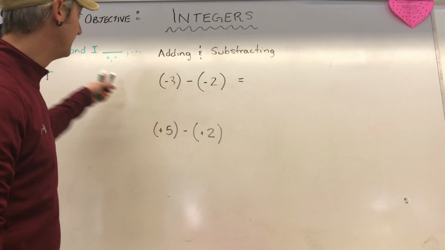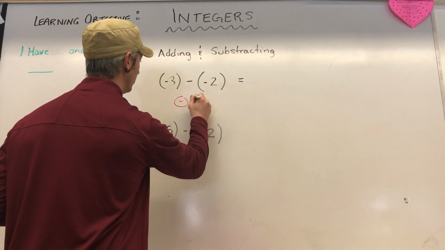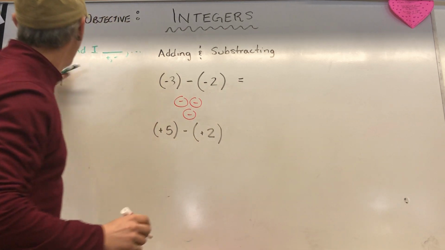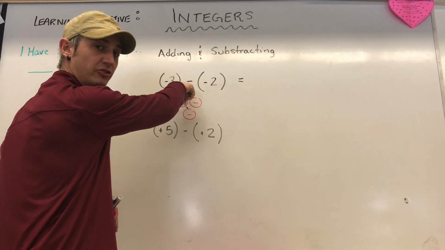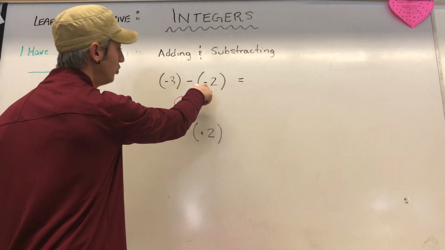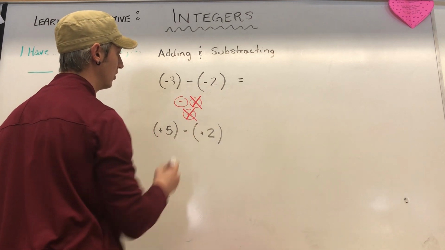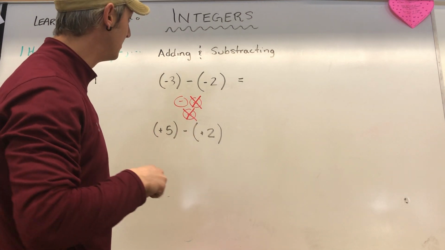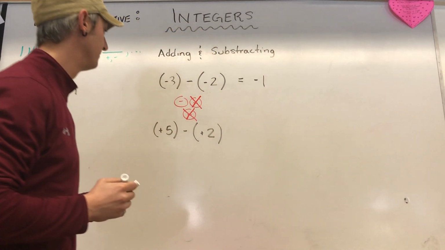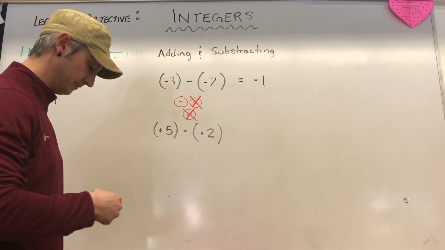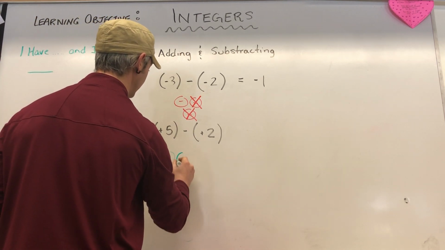So this first one, I'm going to read it the same way. I have 3 negative tokens. 1, 2, 3. And I'm taking away, that's what the subtraction means. I'm taking away 2 negatives. So I'm going to take away now 2 negatives. You're coming with me. That means that I am left here with 1 negative.